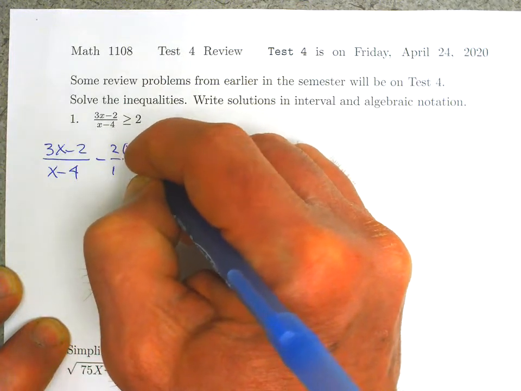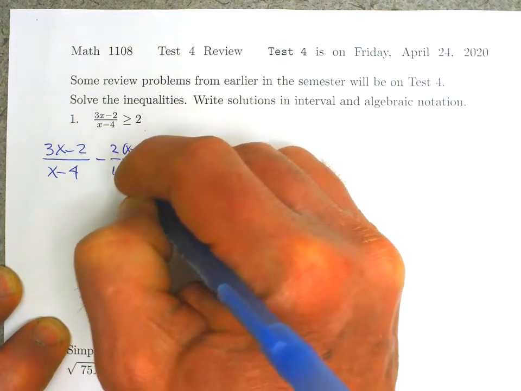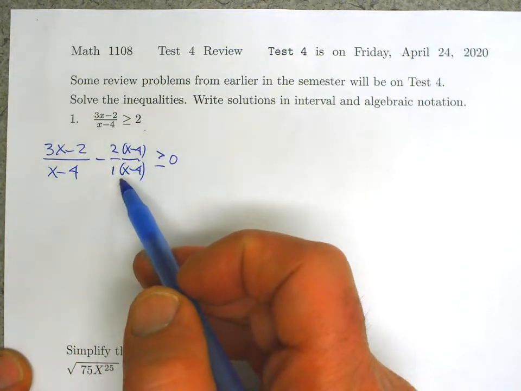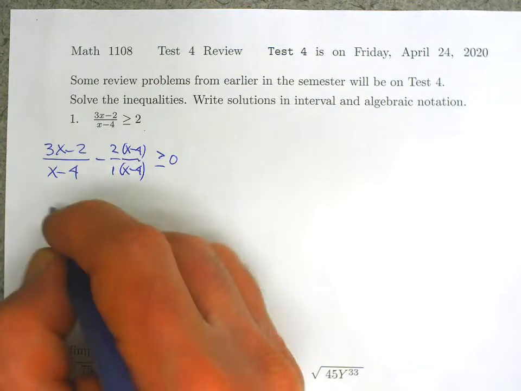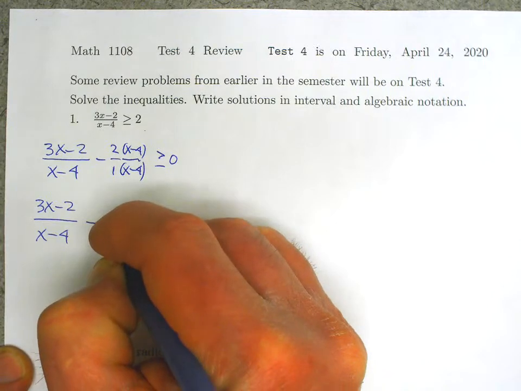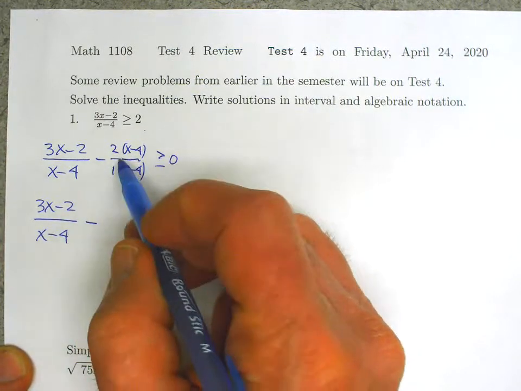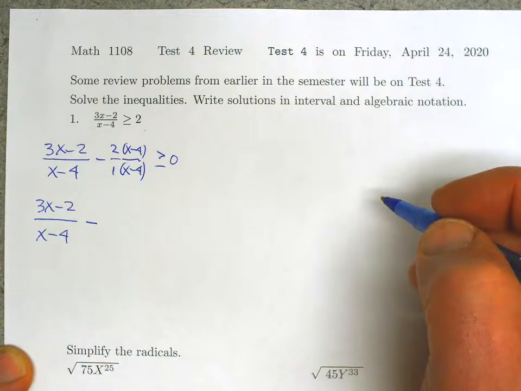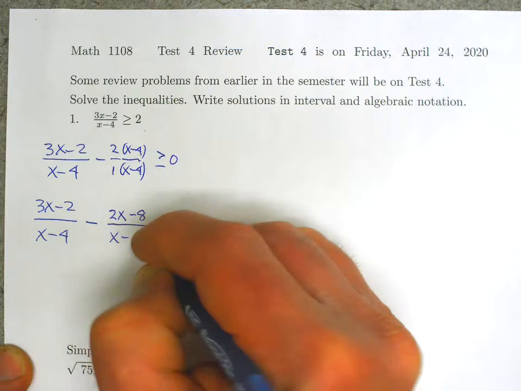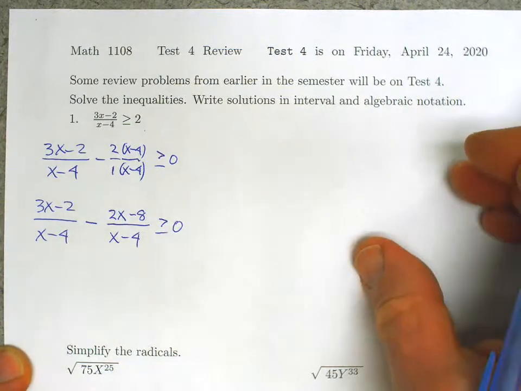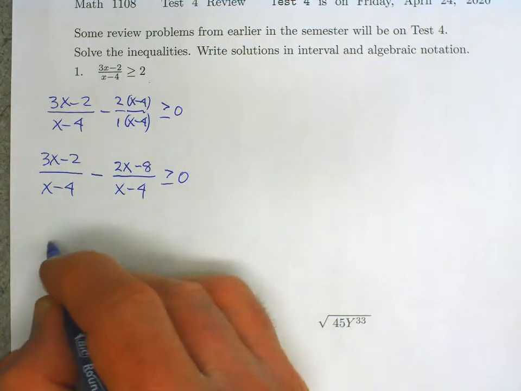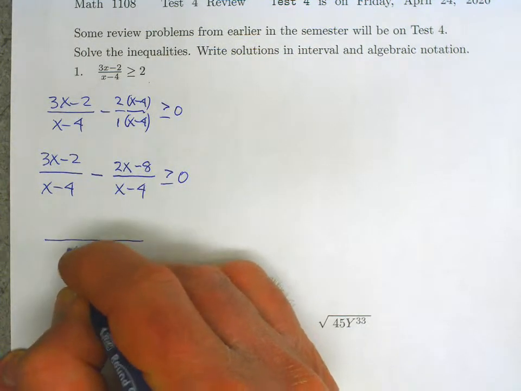So if I write x minus 4 over x minus 4, then we have a common denominator, and then we have to make sure we do the arithmetic carefully. So I'll rewrite this as 3x minus 2 over x minus 4, and then minus, in the numerator, multiply 2 times the binomial x minus 4, so we get 2x minus 8 over x minus 4, greater than or equal to 0.